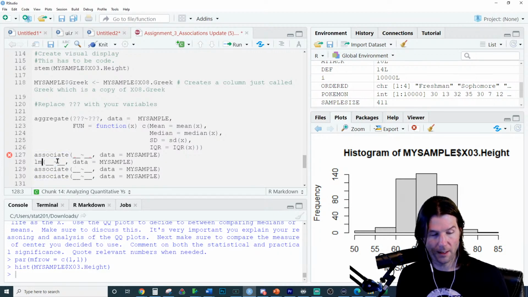Do I know 4 of them? LM. You can use it for plot. And I should know one more.